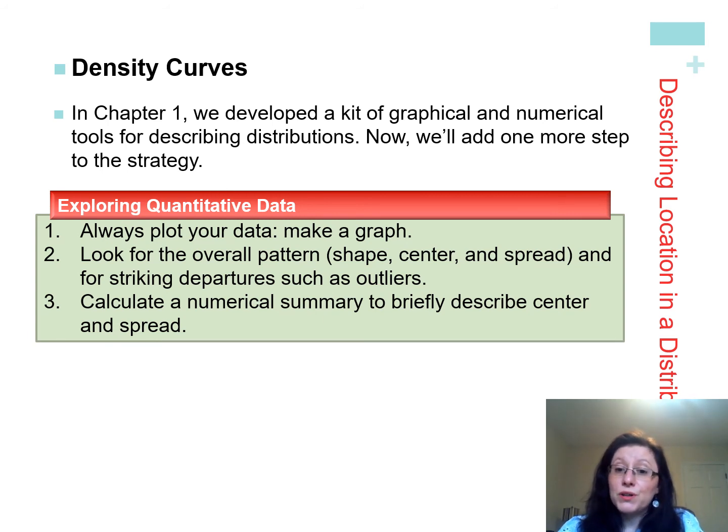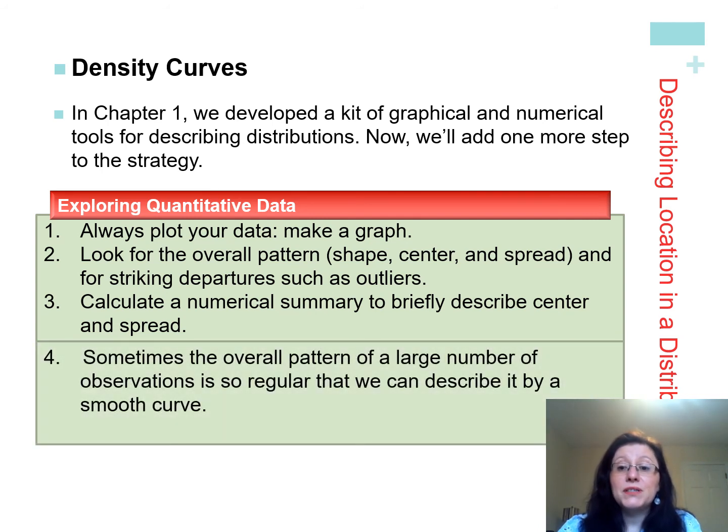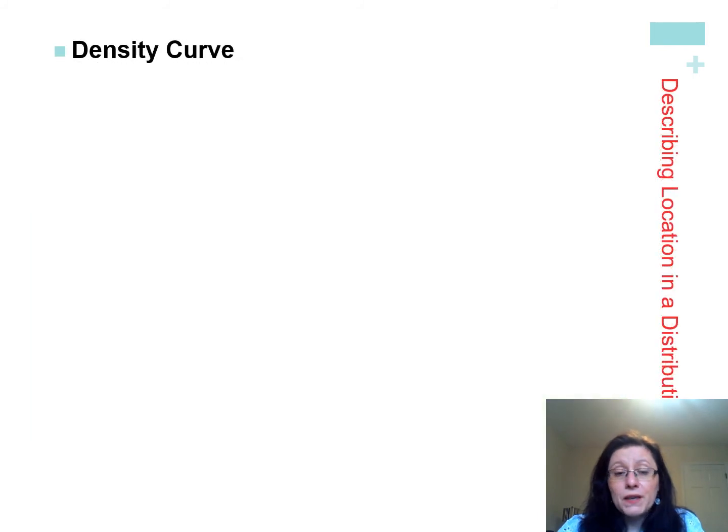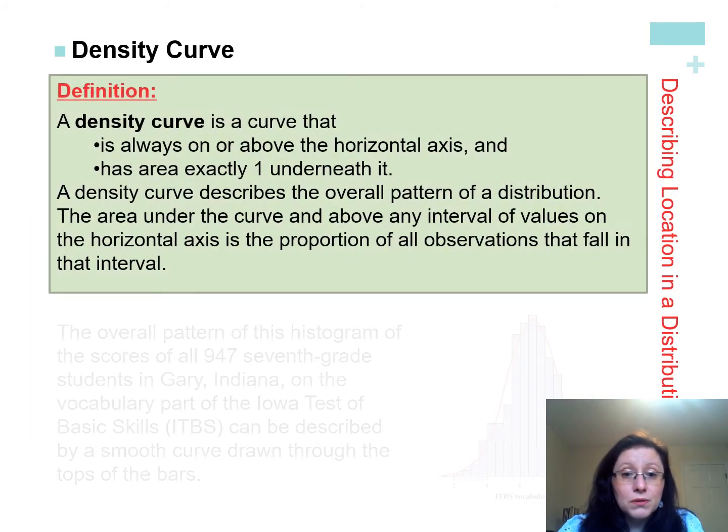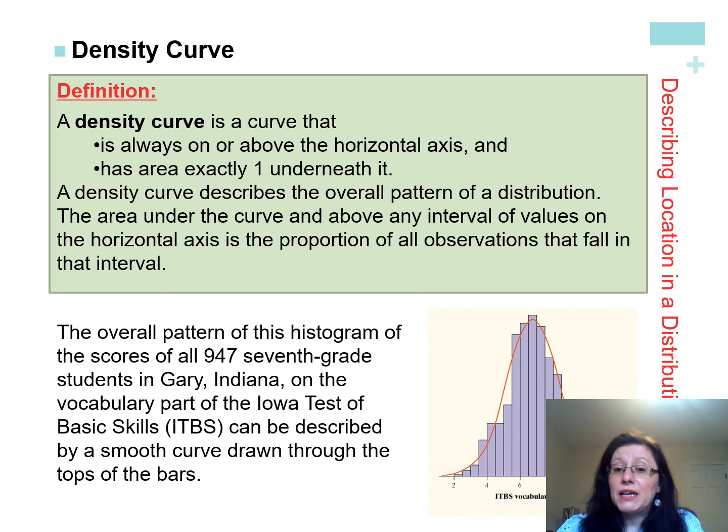We do our numerical summary, right? Describe the center correctly. We know to do all these things, right? But sometimes the overall pattern, if you have a very large number of observations, right, is so regular, we can describe it by a curve. So here's going to be an example, right? So it's like a histogram of observations here, and then you kind of lay a curve on that histogram, and that is what we call a density curve.